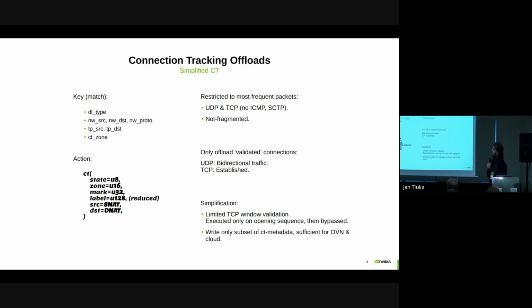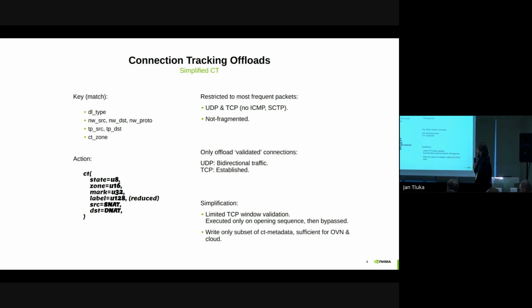Also, we only offload validated connections, meaning that we are waiting for the remote endpoint to confirm that it is actually interested in having this connection. So for UDP, we wait to reach the state where we have bidirectional traffic. And then for TCP, that means we wait for it to be established. There are additional simplifications, which is first that we are only doing a limited TCP window validation. It is actually only executed on the opening sequence of the TCP connection. And then once the offload has been installed in hardware, it is bypassed.